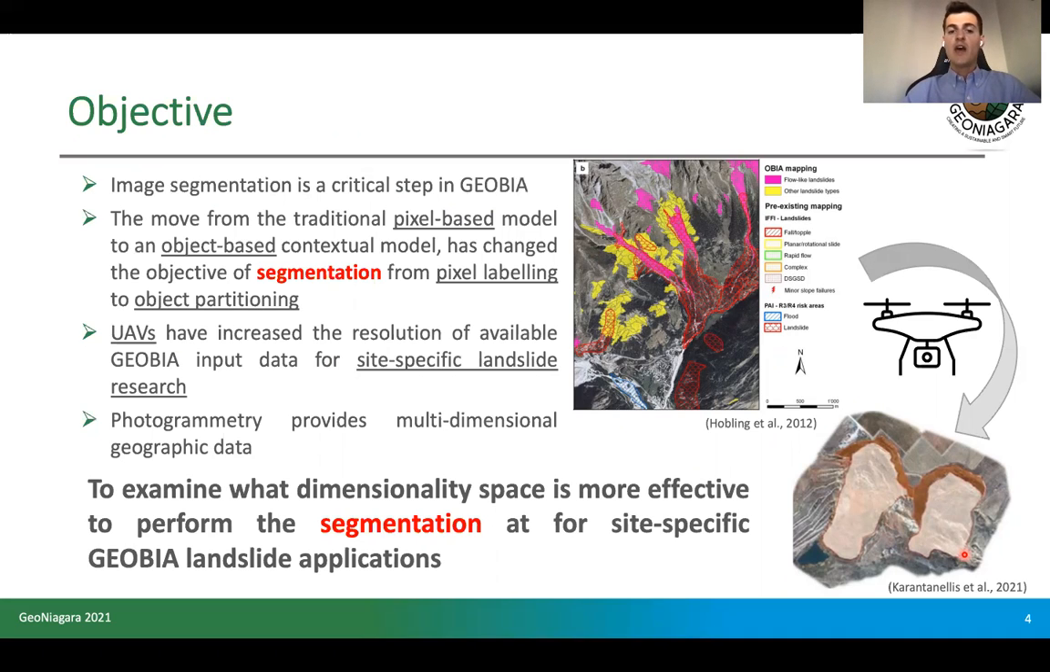Today, with UAVs, we have increased resolution of the available GeoBIA input data for a site-specific landslide application, and the goal is to move the UAV-based GeoBIA applications from regional scale, based on satellite imagery, to the site-specific scale and with greater resolution. Photogrammetry provides multidimensional geographic data, and for this reason, the aim of this work is to examine what dimensionality space is more effective to perform the segmentation at for site-specific GeoBIA landslide applications.